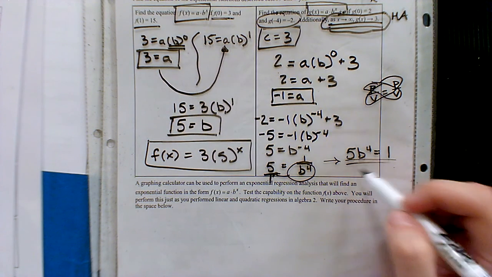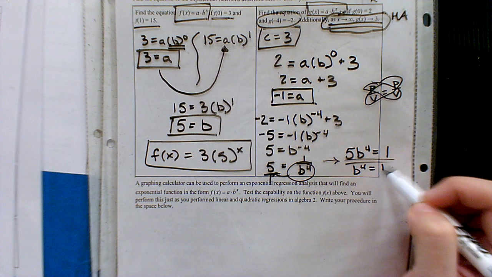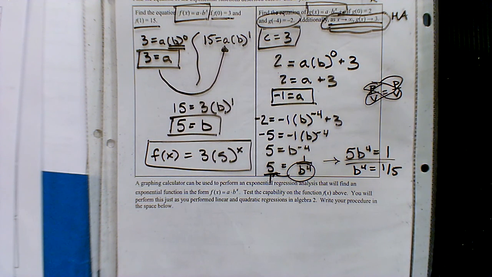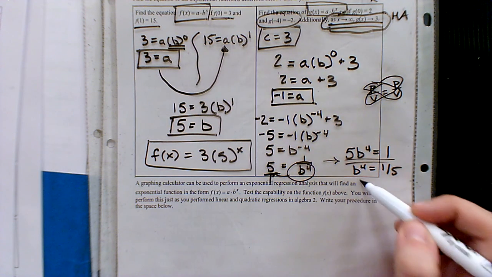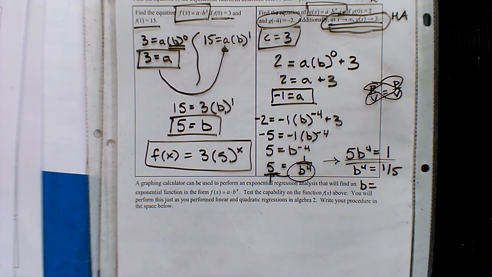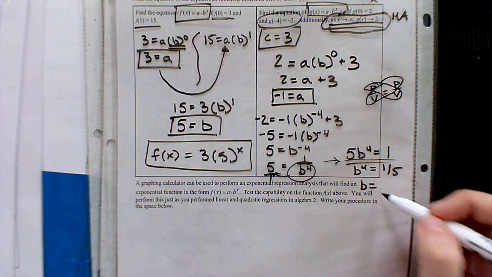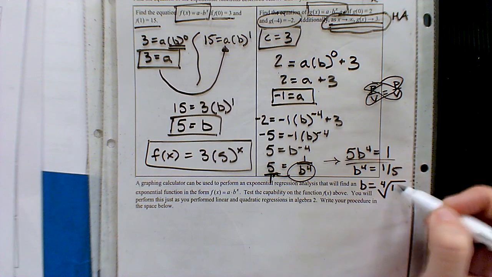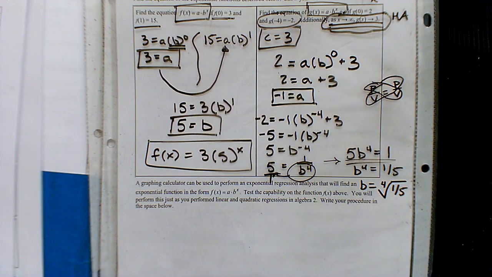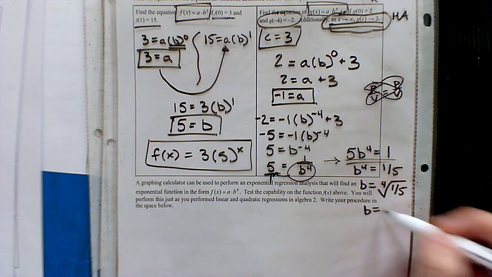All right, so let's see. Solving for b, we can divide by 5. How are we going to get rid of a power of 4? b equals the 4th root. There we go. I know it looks weird, but this is still a base value nonetheless.